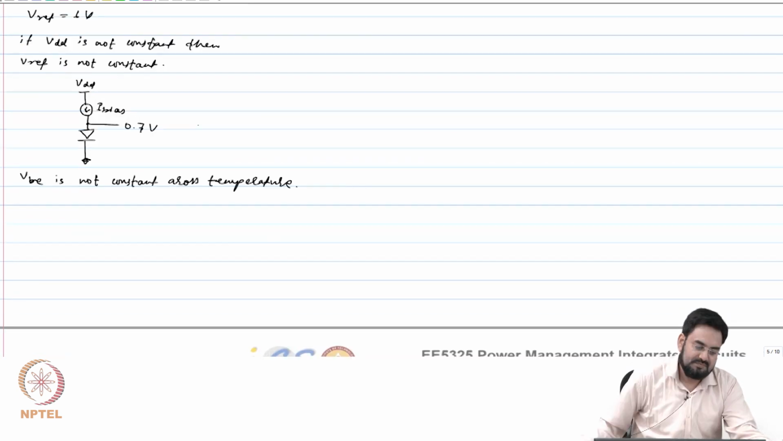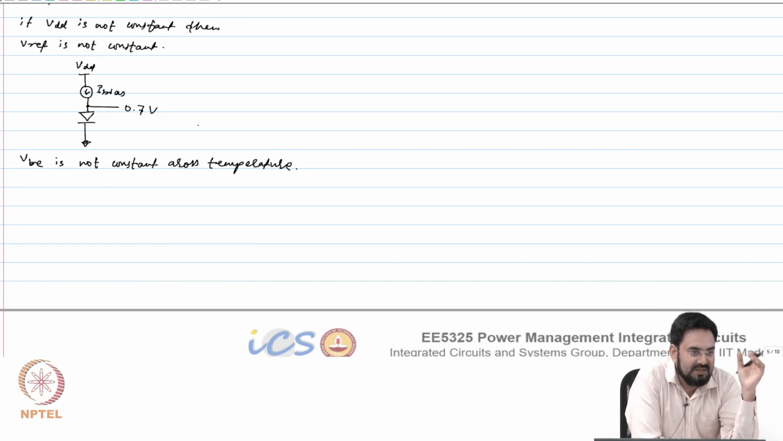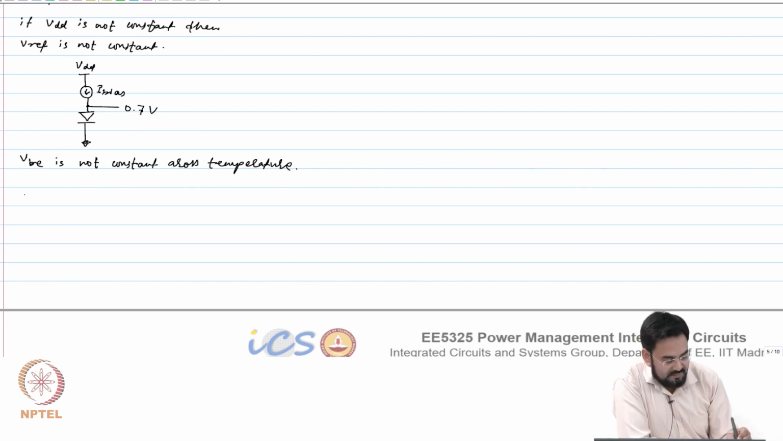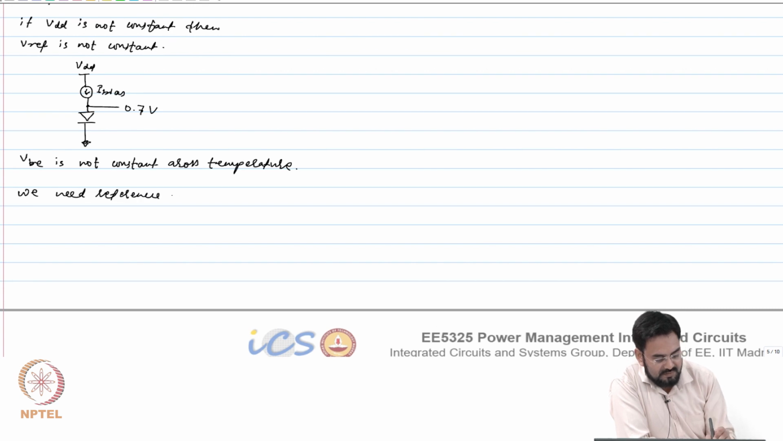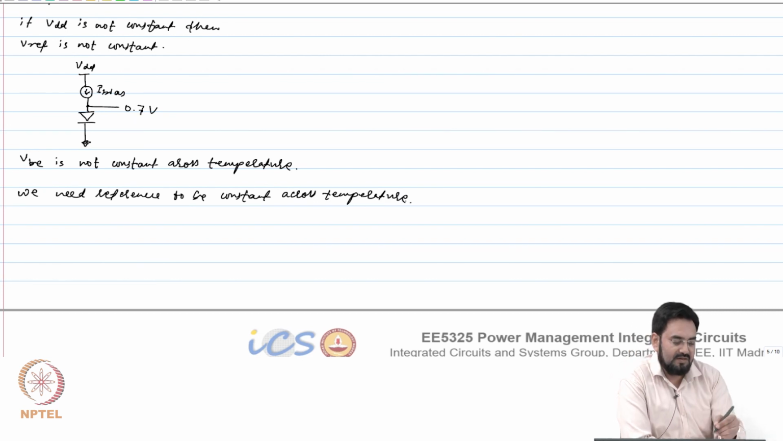Temperature, okay, but we will use the same diode concept to build the band gap reference. Okay, so we need the reference to be constant across temperature, so this cannot work.